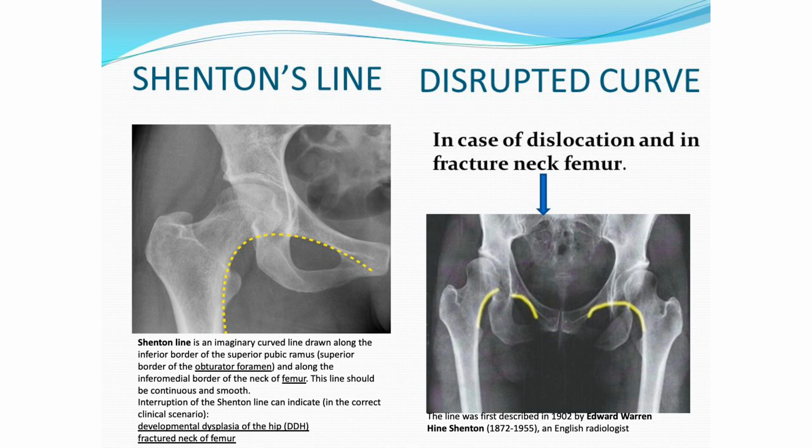A disruption of this line you may see in cases of fractures of the femoral neck, subluxation or dislocation of the hip joint, as in the picture represented on the right side of the slide, where the Shenton line is disrupted.